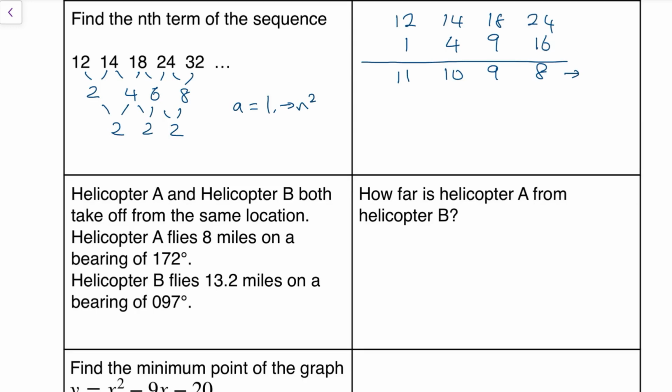And this sequence is a sequence of minus n, because I'm going down by 1, plus 12 to get me back to the original 11, and I pull that all together, which means my nth term is going to be n squared from here minus n plus 12. And question done. Nice little question that.